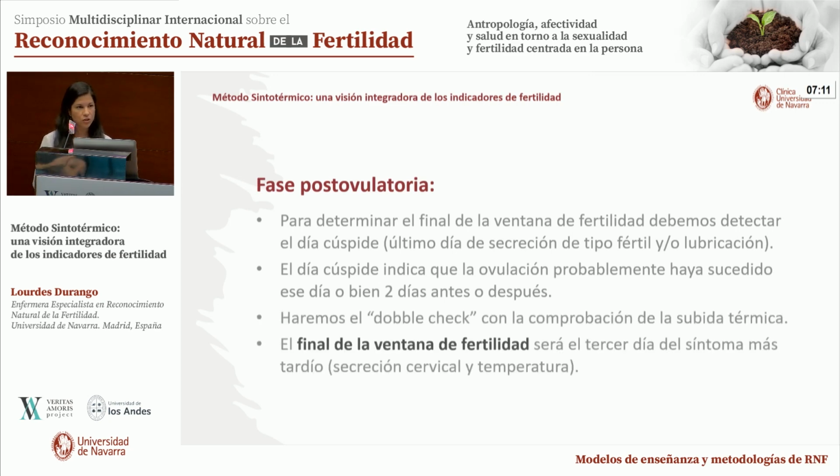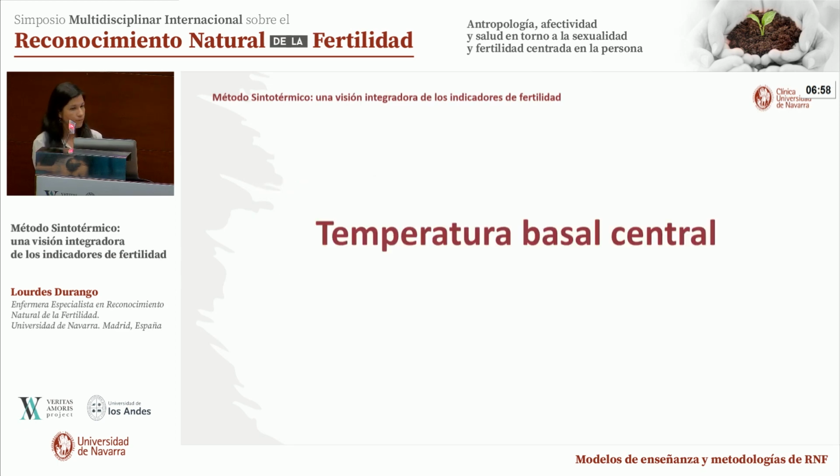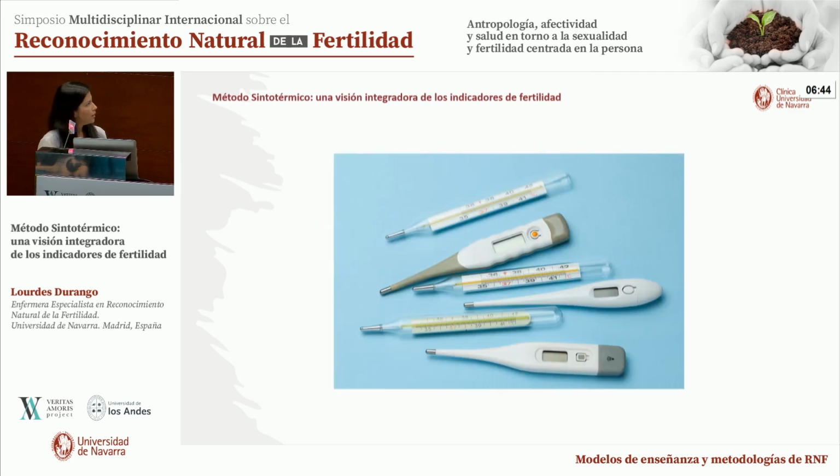We will do the double check in this case in the second phase by verifying the increase of the temperature. And the end of the fertility window will be the 3rd day of the latest symptom between the cervical secretion and temperature. And how do we know that temperature has risen? Well, we have already explained in the workshop, Dr. Ruiz Zambrana has explained as well, that the temperature goes up after ovulation due to the effect of progesterone.